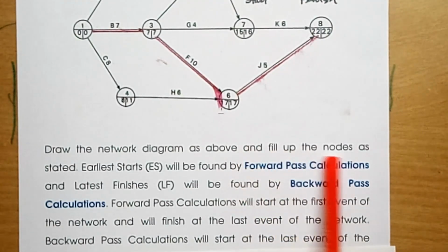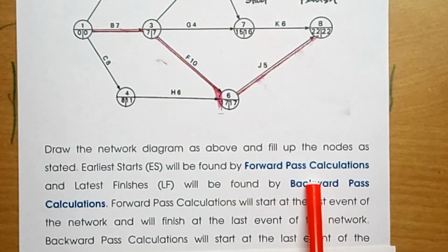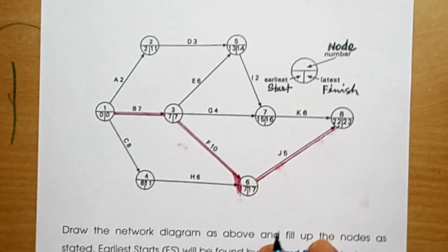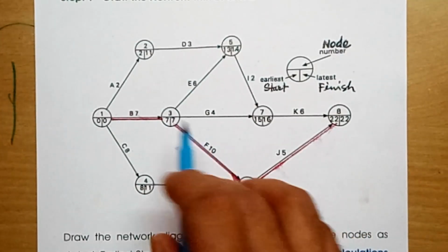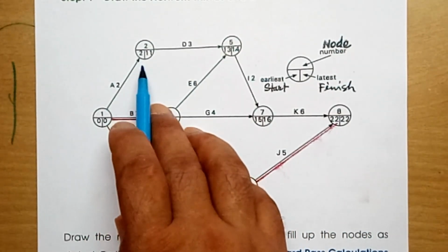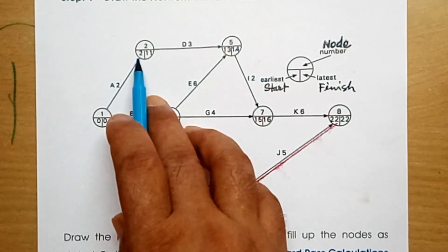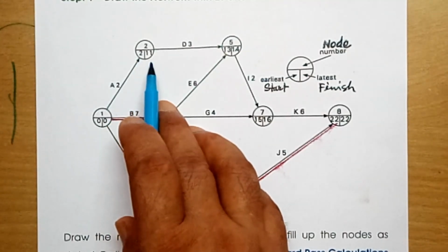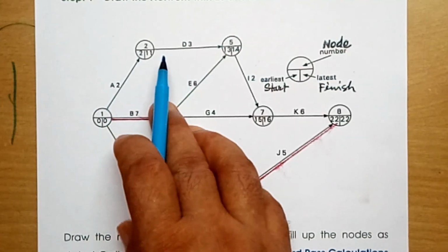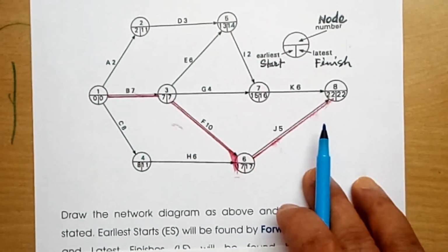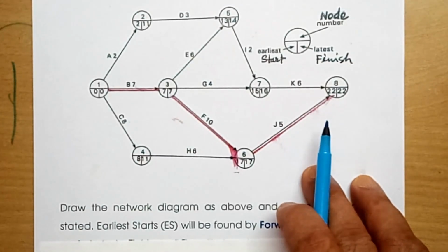Actually, forward pass calculation is used to find out earliest start. So every node has two sections in the lower part. See, in this node you have 2 and 11. 2 is the earliest start and 11 is latest finish. We will need this information when we try to find out the critical path, this second method.